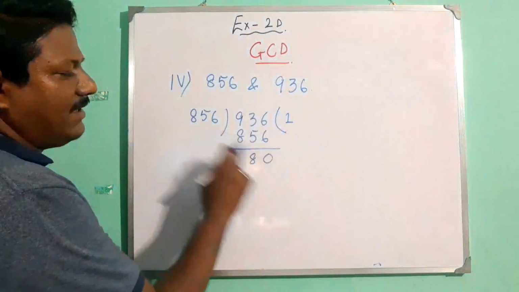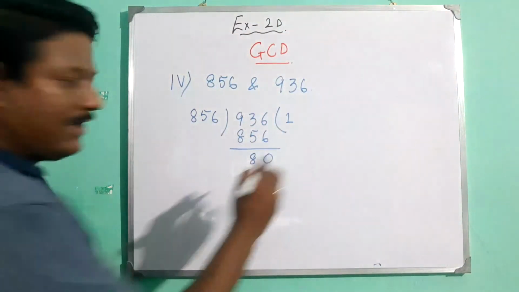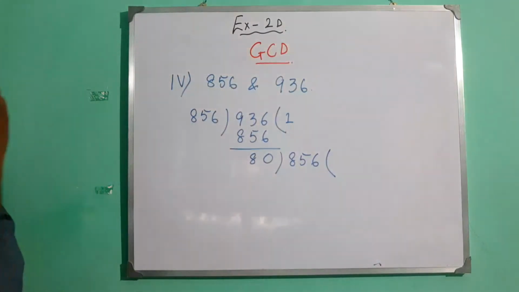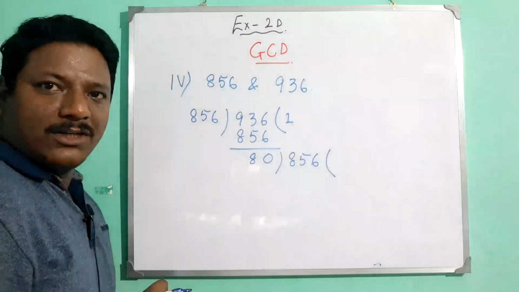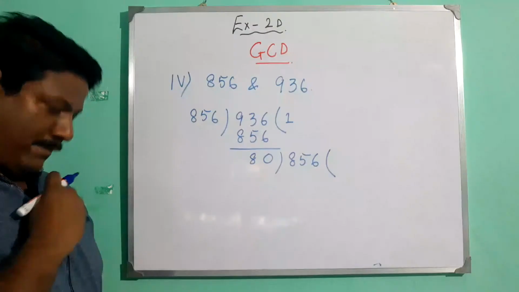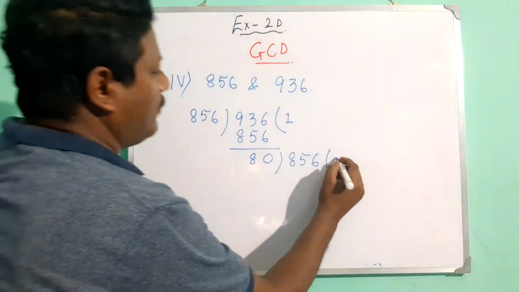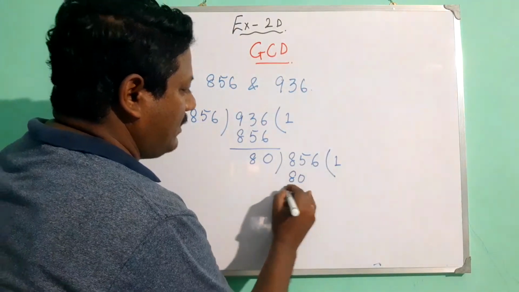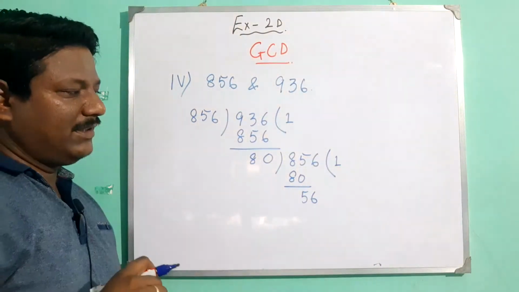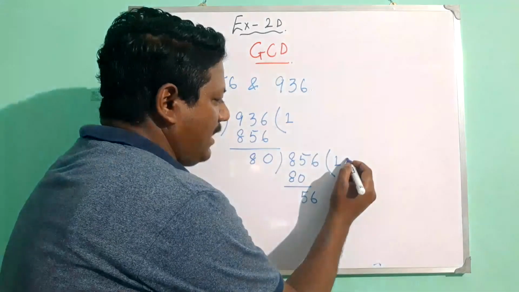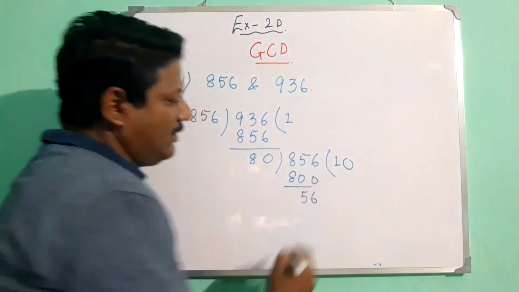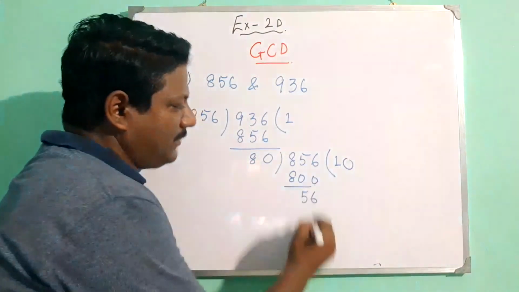Now again divide the divisor with the remainder. Divide the divisor with the remainder. So here we can divide the divisor with the remainder. And when we divide, it goes by 1. 85 will come. Or you can say it goes by 10 also. Goes by directly 10 and it will come 56.